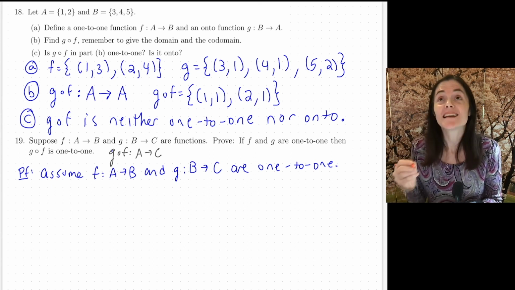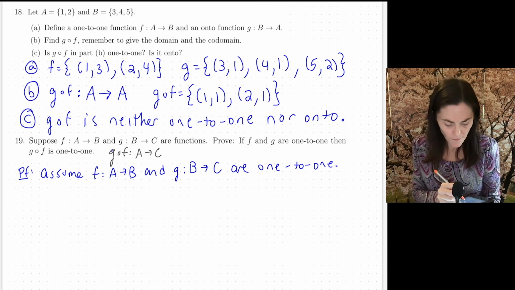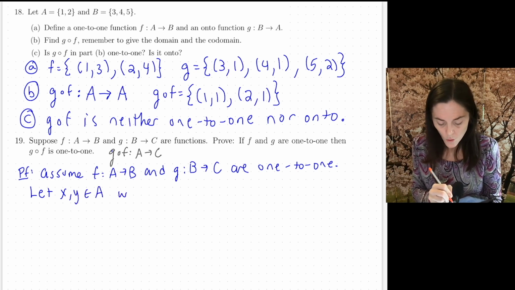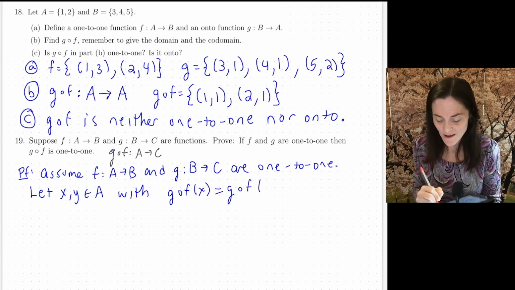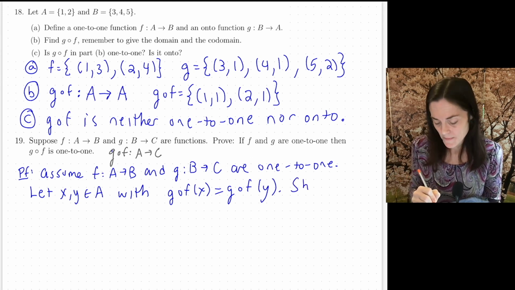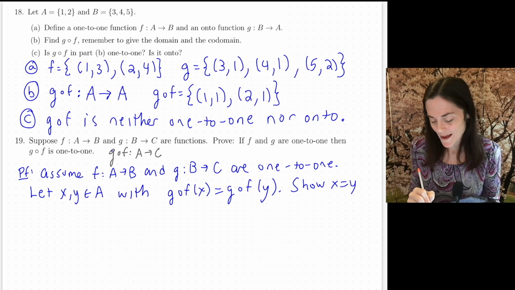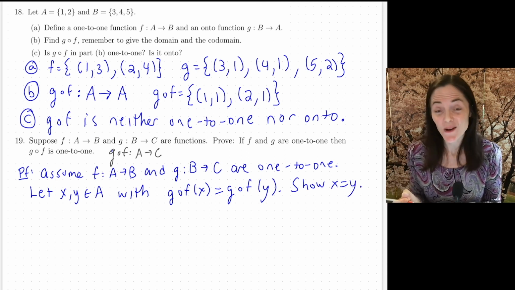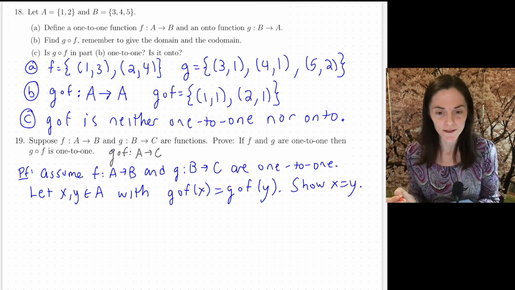And how do you show a function is one-to-one? Well, you take two elements in the domain with the same function value. So G compose F of X equals G compose F of Y. We need to show, in fact, that X equals Y. This will show that G compose F is one-to-one.